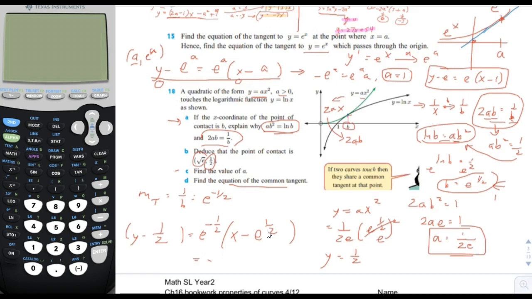So I'm going to simplify the right side. e to the negative 1/2 x minus, and then e to the negative 1/2 times e to the 1/2 is simply e to the 0, which is 1. All numbers to the 0 power is 1, right? And then I have y minus 1/2 here, and then I can add 1/2 to both sides, and then here instead of negative 1 I'm going to have negative 1/2. Okay, now I can box the answer. So that would be the equation of the tangent. Ooh, we're done.